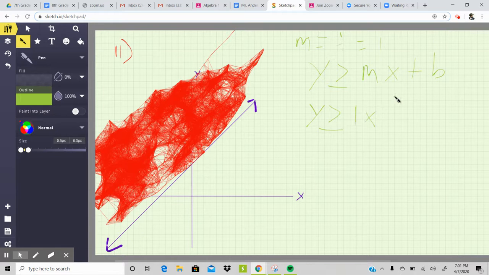And then remember, b is my y-intercept. If I look, my y-intercept is at 1, 2, 3, 4, 5 right here. Okay, so then I would just go plus 5, and then you have it. All right, so this would be the inequality that represents this graph over here.